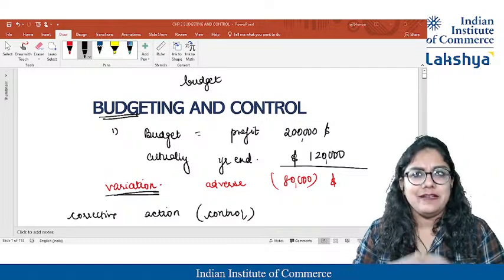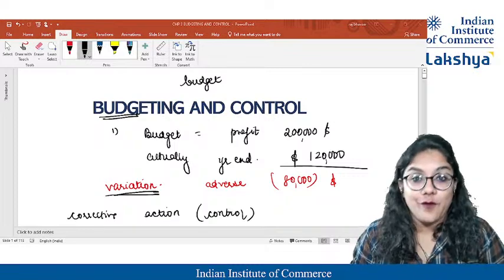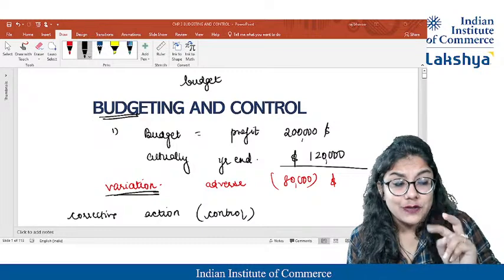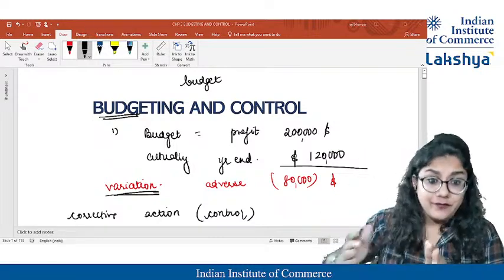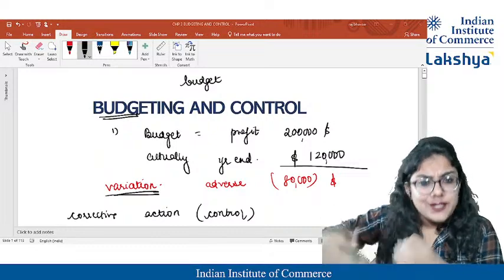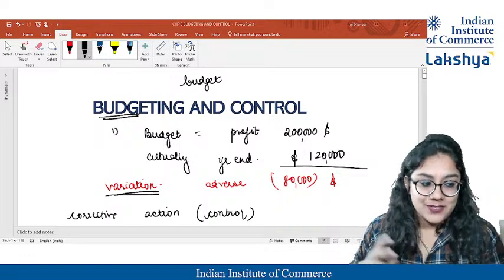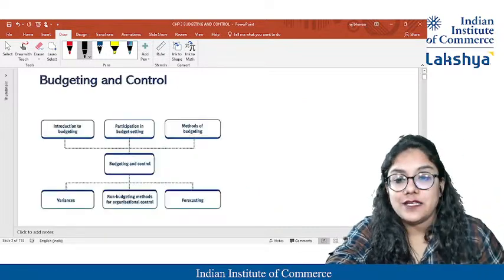So on day one, when I definitely prepare a budget, I'll compare it by the year end with the actual performances. We need to find out, is there any gap? Is there any variation? Is there any difference between what you thought and what actually happened? If yes, go ahead, try to solve the problem so that next time you achieve whatever the targets you are putting up. So yes, this is the introductory part of budgeting and control.